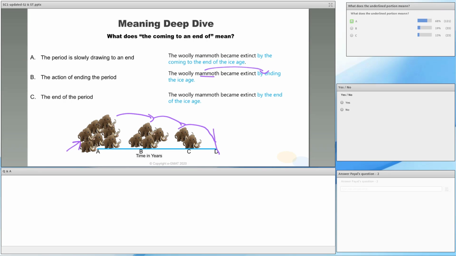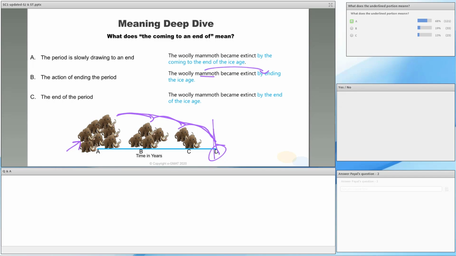the end of the period. Now this would indicate not this gradual approaching end. This would indicate that just boom, it happened and no more woolly mammoths, because we don't have that winding down sense that we get with choice A. We have that finite totality that it's the end of the period and boom, there's no more woolly mammoths.